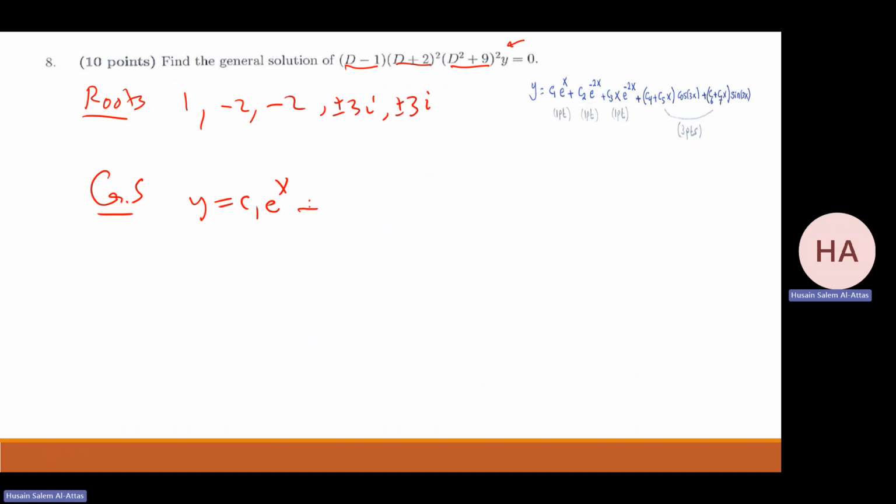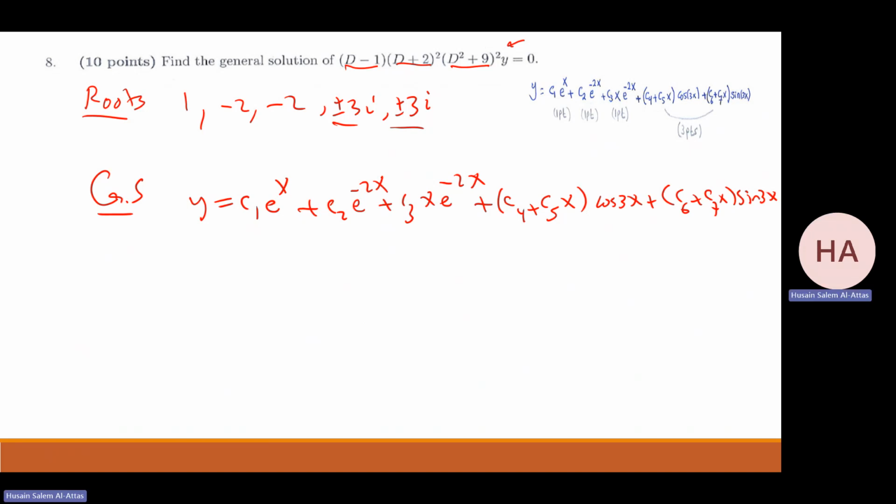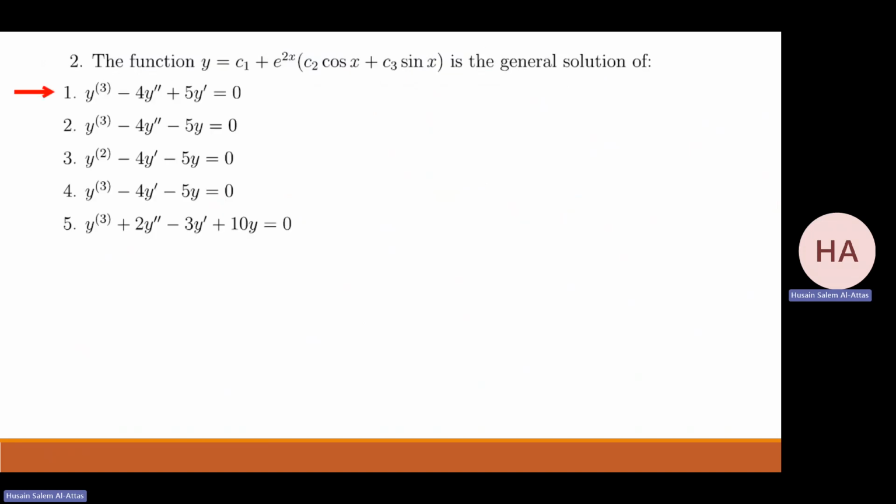Y equals C1 e^x plus C2 e^(-2x) plus C3 x e^(-2x). This one, sine and cosine: I have C4 plus C5 x with cosine 3x, C6 plus C7 x with sine 3x. Yeah, so I have everything. That will be the general solution.